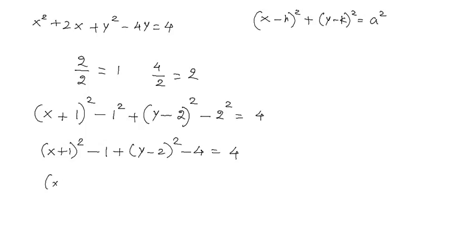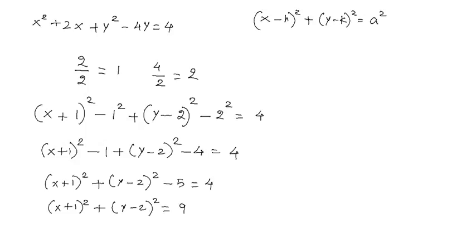So (x + 1)² + (y − 2)² − 5 = 4. The next step will be (x + 1)² + (y − 2)² = 9, and the final step we can do is: 9 can be written as 3².